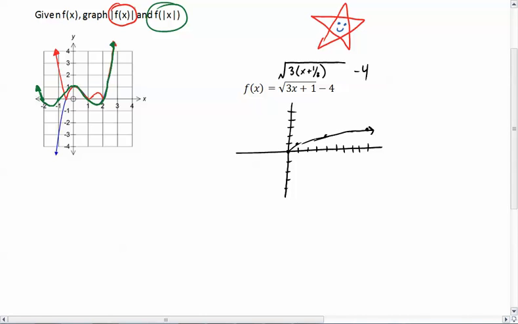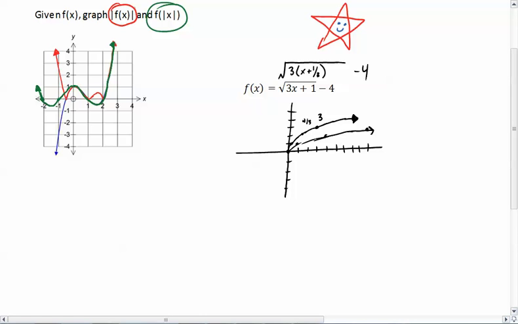So this one that's at 1 will now be at 1/3. The one that's at 4 will now be at 4/3, and this one at 9 will be over at 3, right? And so I'm just keeping track of the x values there. So 1/3, 4/3, 3, and so it should look something like that.